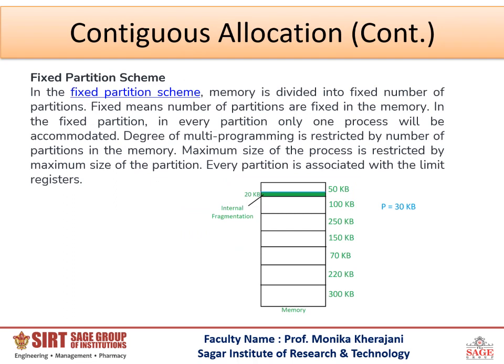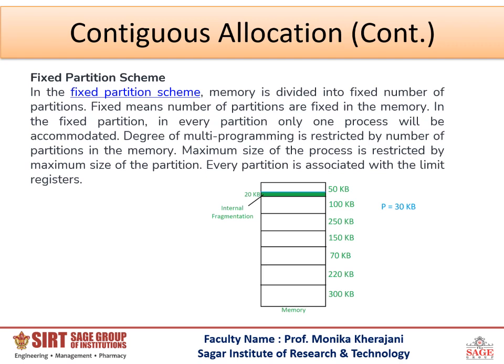As you see in the fixed partition allocation technique, in the diagram the memory is divided into a fixed number of partitions, like one block of 50 KB, then 100 KB, 250 KB, 150 KB, 70 KB, 20 KB, and so on. Fixed number means the number of partitions in the memory is fixed. All memory is divided into fixed size partitions.